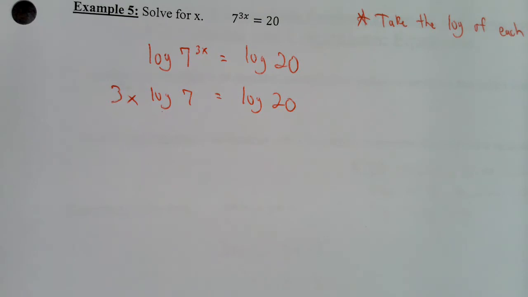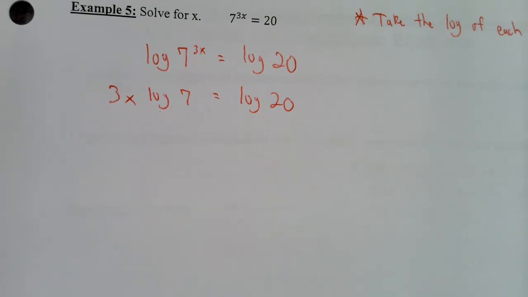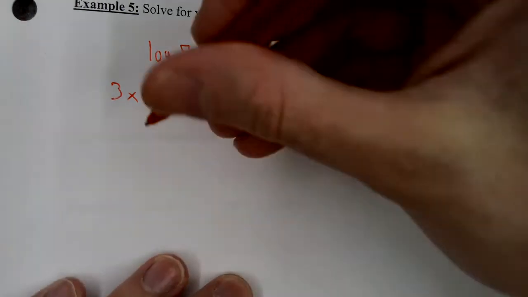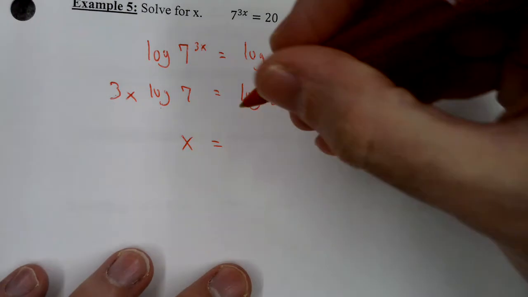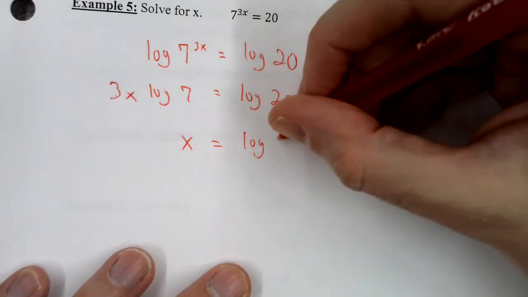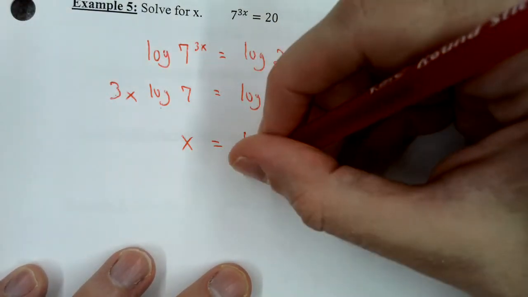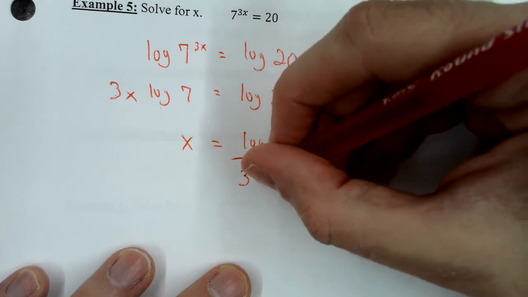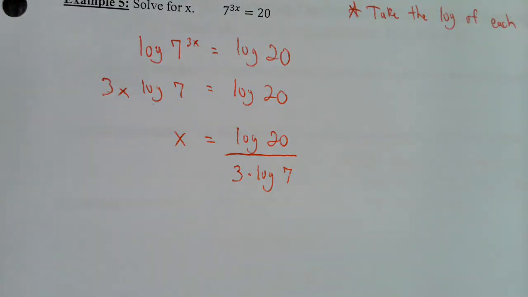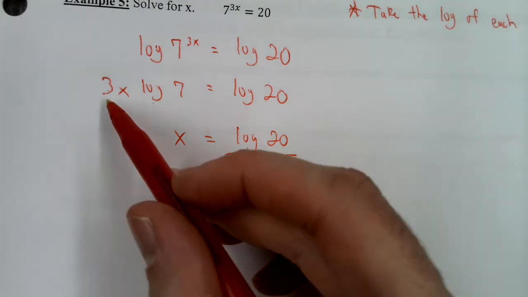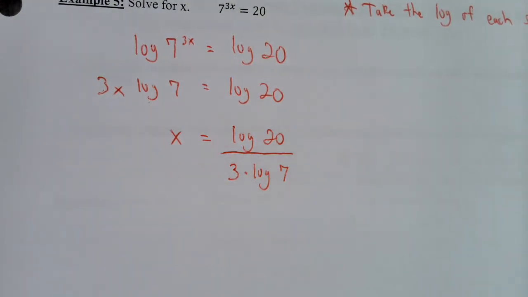Now think about it like this. I want to solve this for x, so I want to get x by itself. So I'm going to divide by 3 times log of 7. Okay, trying to get the x by itself, so I have to divide by 3 and log of 7. So I have it like that.